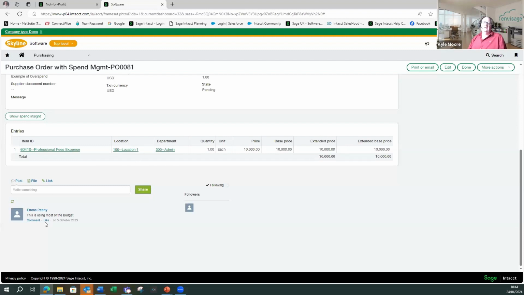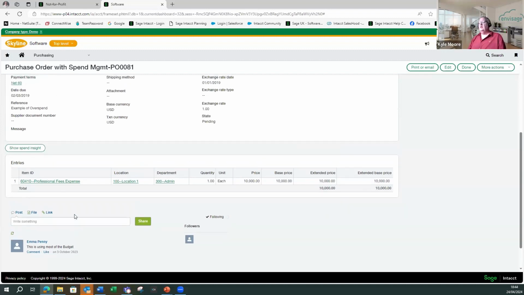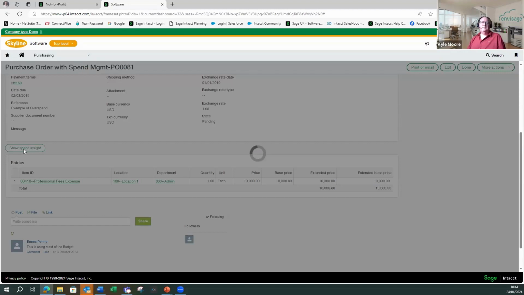Now, as we are doing this, you can see here Penny has actually used the thing here, Emma, to say that this is using most of the budget. How do we know it's using most of the budget? Well, as we're processing and as we're putting the purchase order on, we can look at the insight, the spend insight.